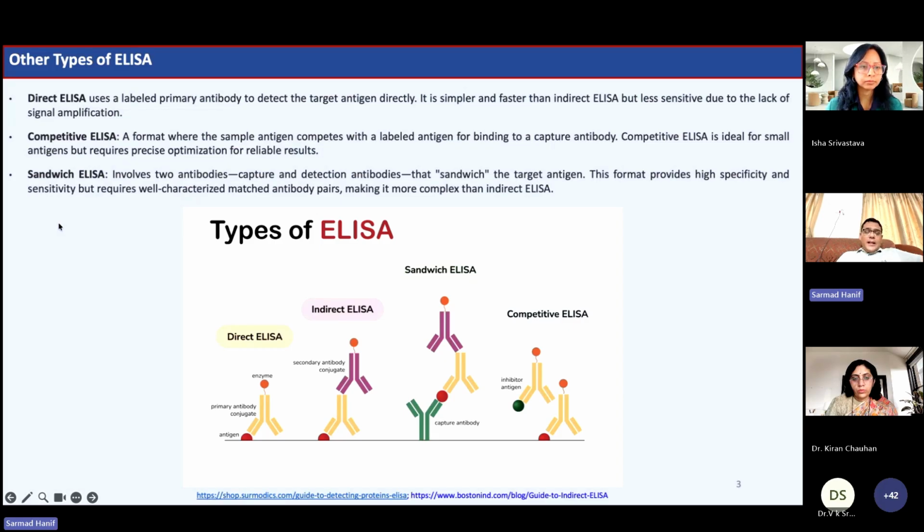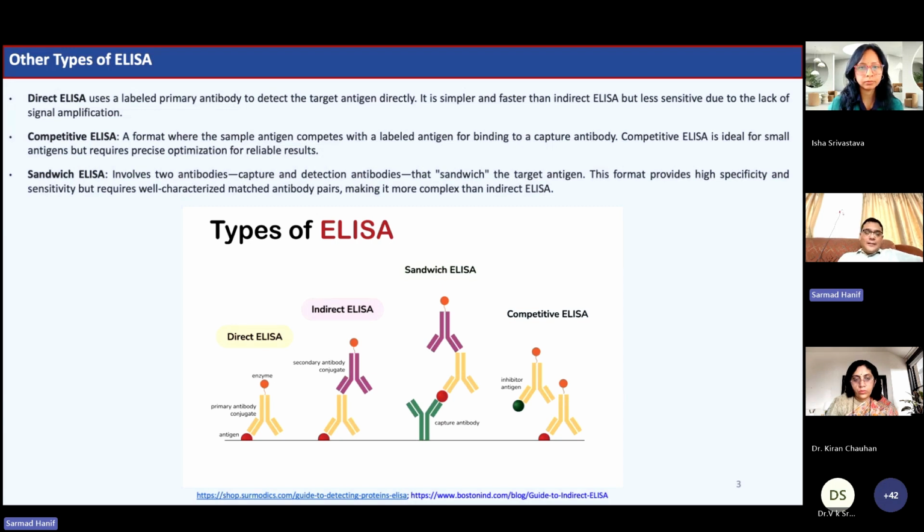Apart from the indirect ELISA, what are the other types of ELISAs which are being done? So we have direct ELISA, where instead of putting the secondary antibodies, we take the first step, which is the antigen coating to the well. Now we put the primary antibody, which is generally the sera samples from either the animals or the humans. But in this case, the primary antibody is linked to an enzyme which directly gives the color change once we put the substrate, and then we estimate.